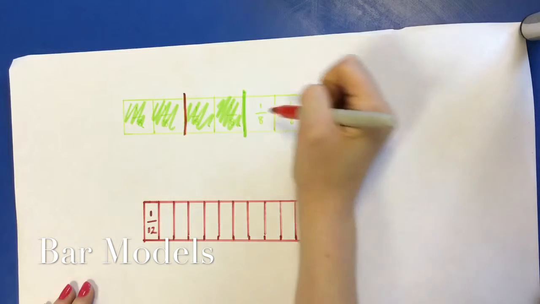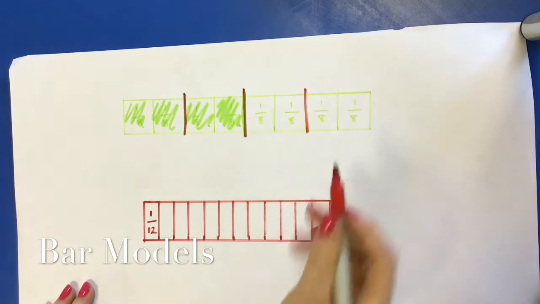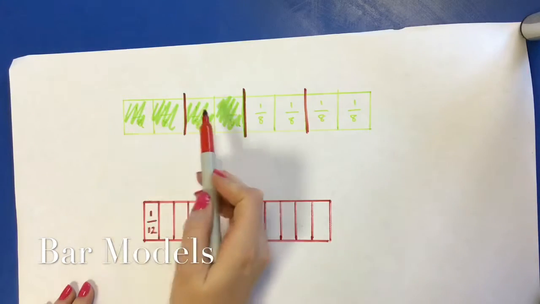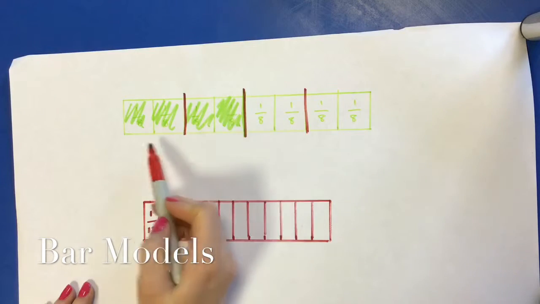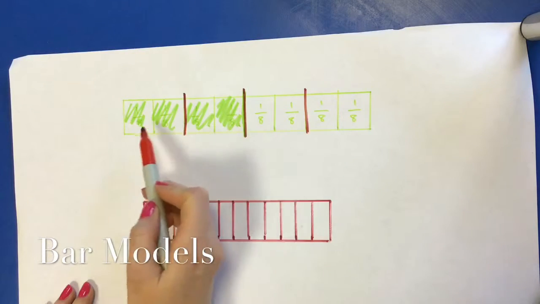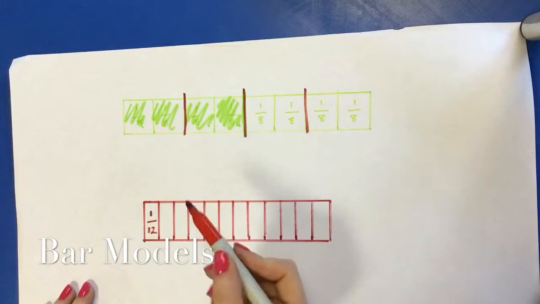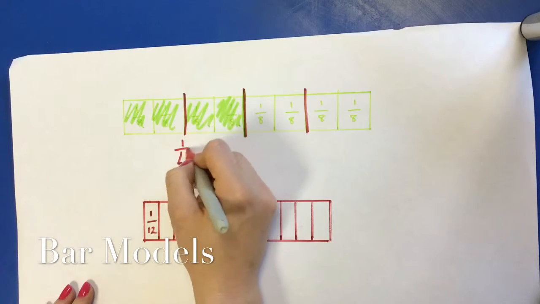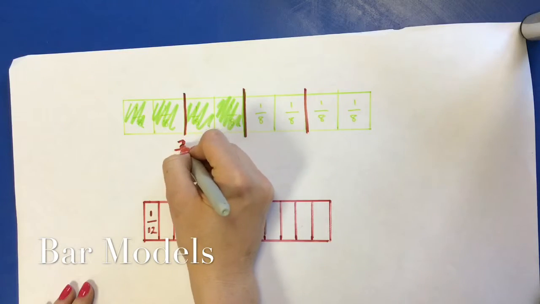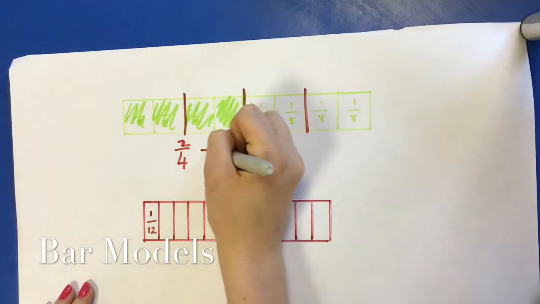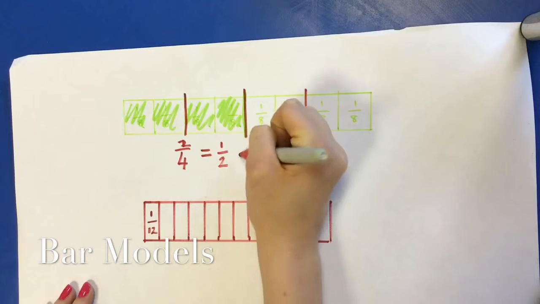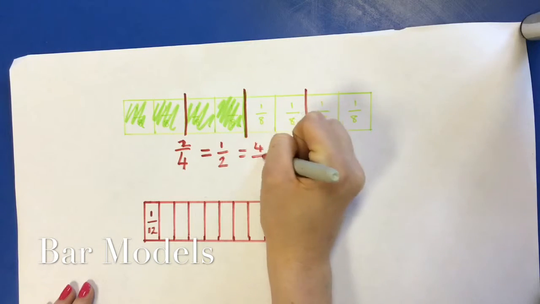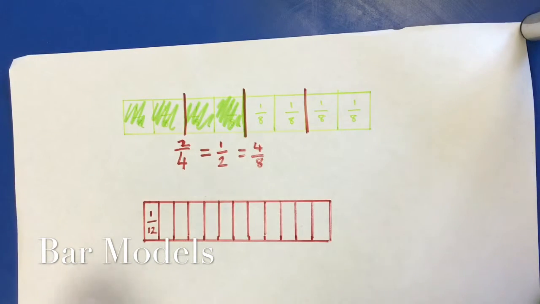So I've got 1/4, 2/4, 3/4, and I can see that 2/4 is the same as 4/8, or the same as 1/2. So now I've discovered that 2/4 is the same as 1/2, and that is also the same as 4/8. So I can do things like that. Or I could do things like with the 12ths, I could do a similar thing.